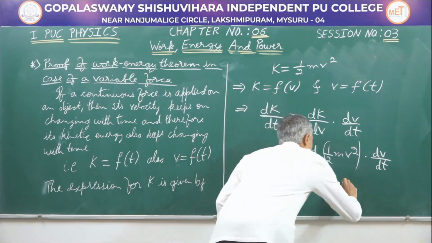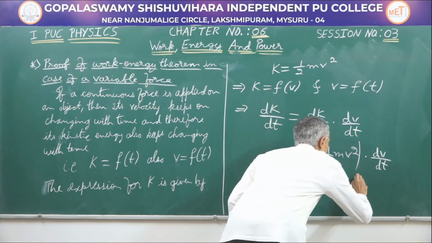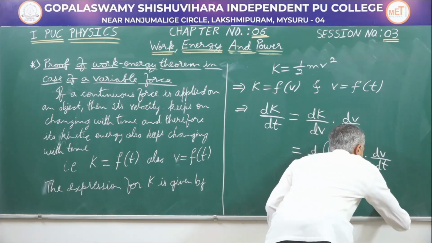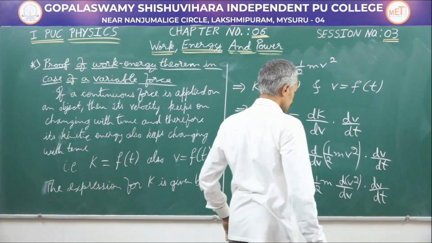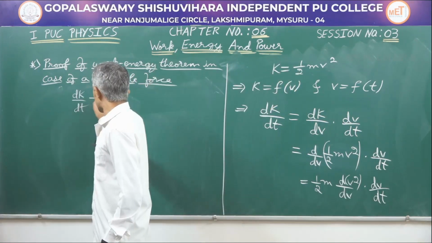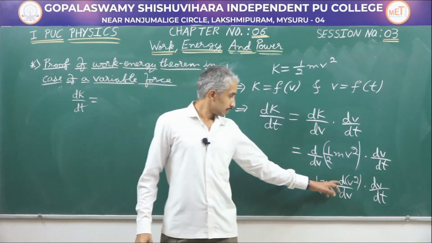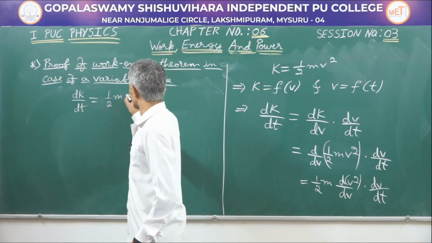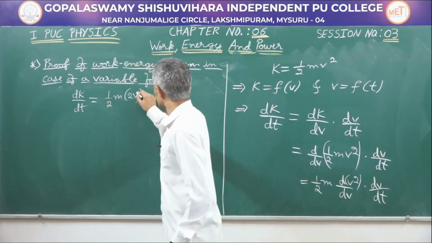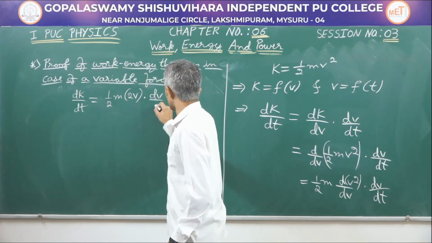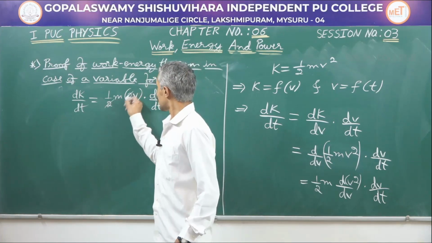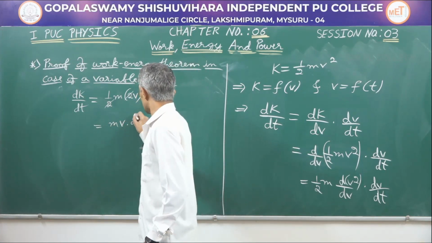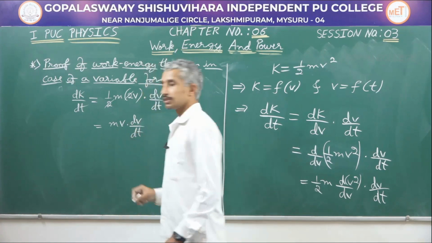Half and m are constants. So, differentiation of v square with respect to v into dv by dt. So, what does this lead to? Further, this gives dk by dt is going to be equal to d by dv of v square, which is 2v, that will give us half m into 2v into dv by dt. So, 2 and 2 get cancelled. What we get is m into v into dv by dt.